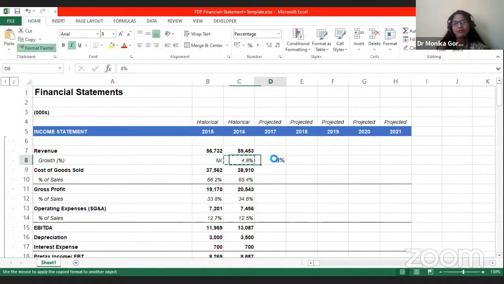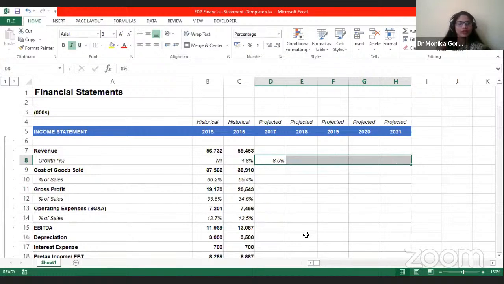I'll just format this so that the same formatting will be there for all these cells. So my first assumption in building my financial statement is that for 5 years my growth rate will be constant, which is 8%. I can even take 7% or 5% or 6%. So what I'll do is I'll take the assumption as 8%. Shift left arrow control R, so that it will get pasted to the other cells as well.